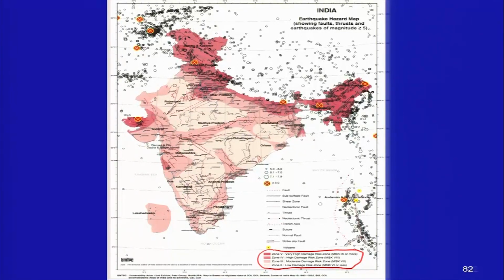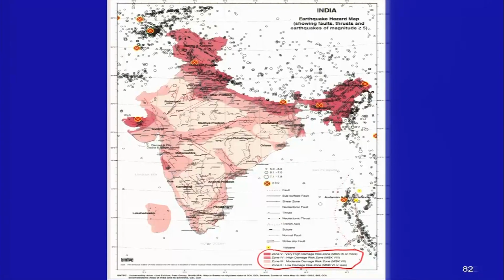So you have the variation which goes on this side. And why is this in zone 5? Because there are historical earthquakes which have been recorded from this region in 1668. There was a big earthquake, and then in 1819 there was another big earthquake.